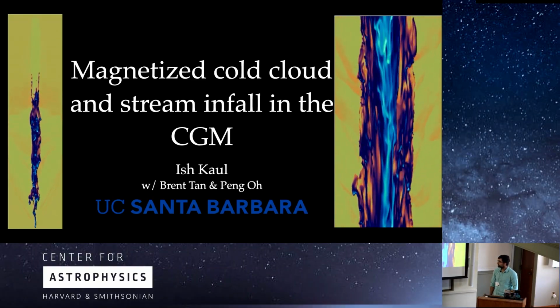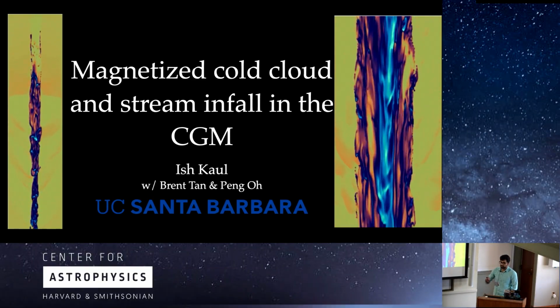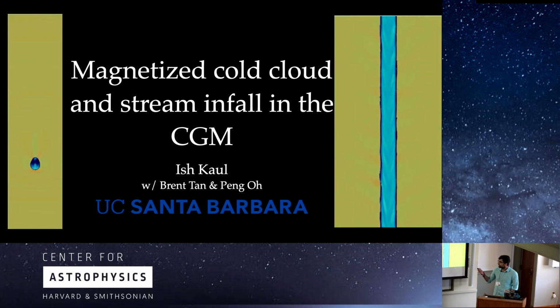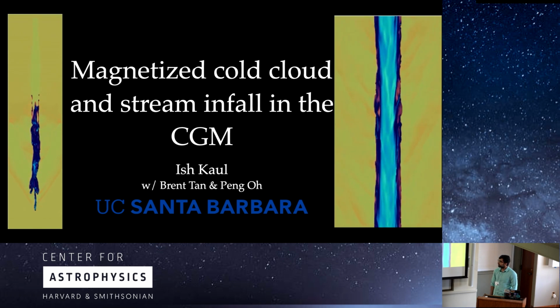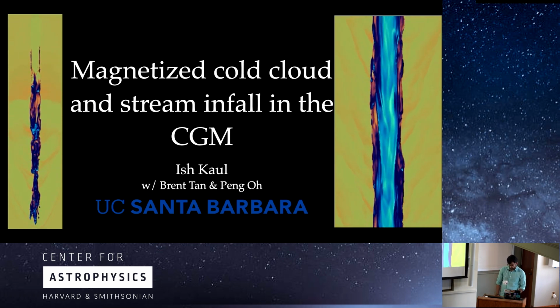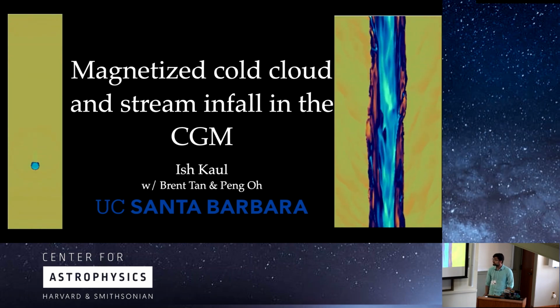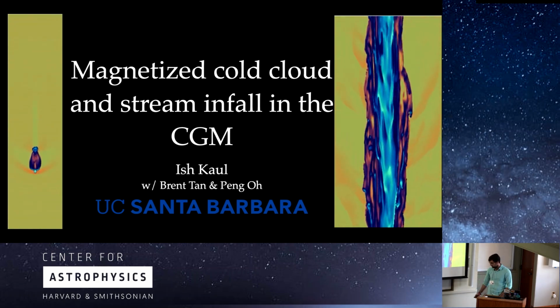I'm Ish from UCSB. I'm finishing my second year as a grad student, working with Brent and Pengo on this project. I'll talk to you a bit about what magnetic fields do in cold cloud and cold stream infall in the CGM and onto the galactic disk.